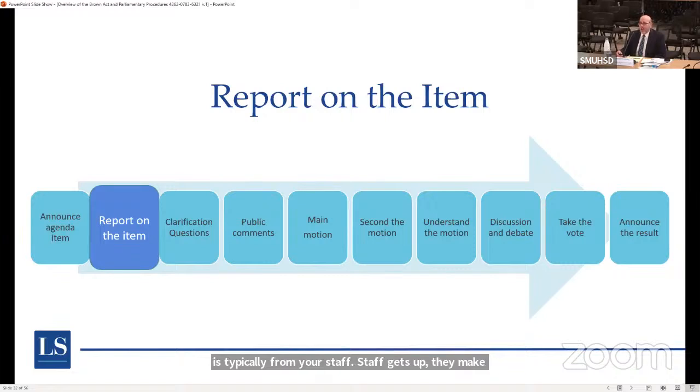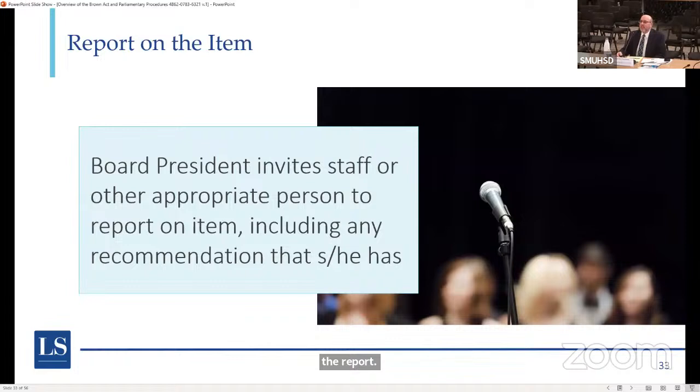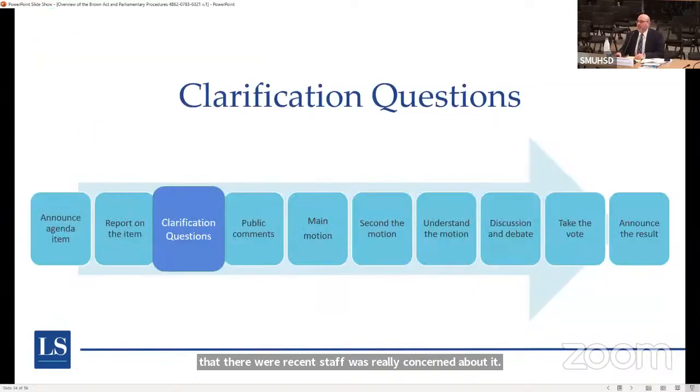And then the next thing that happens after the staff does this, you often want to get a recommendation from staff as part of that. I go to some school board meetings, and again, I work with a lot of school districts where staff is almost forgotten and they never get their recommendation in. And the board votes on things and then finds out later that there were reasons staff was really concerned about it. And so give them that time to give you their input. The next thing that happens is clarifying questions. This is, again, if you follow the Brown Act or Robert's Rules of Order, clarifying questions.